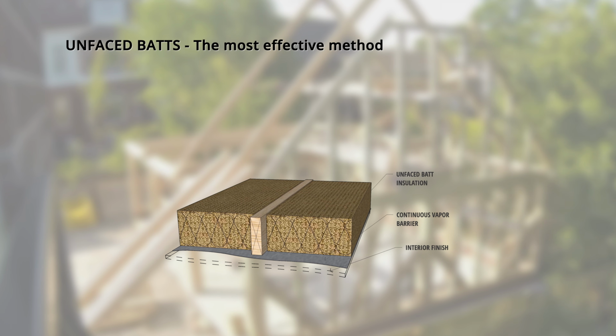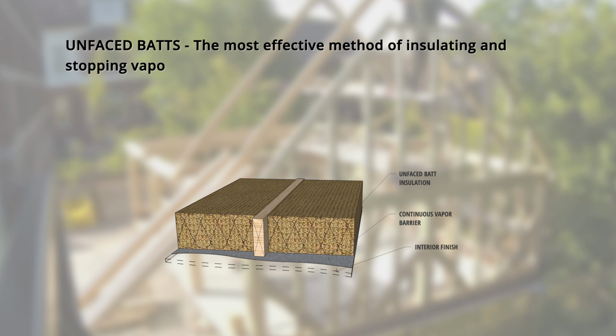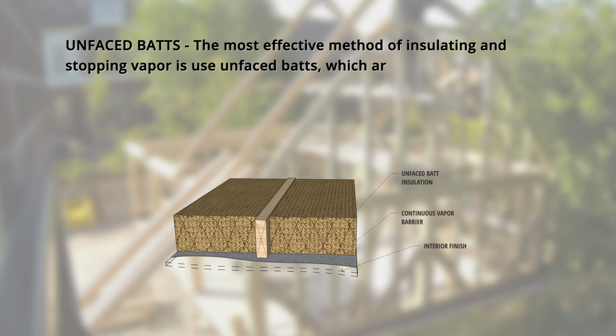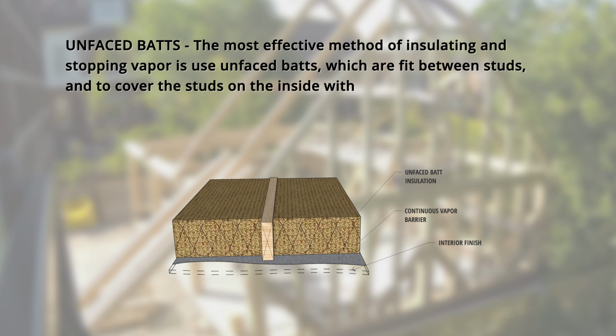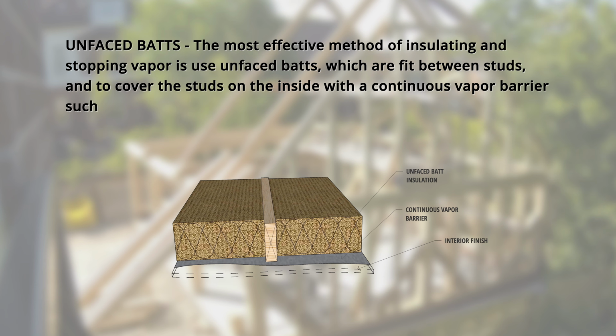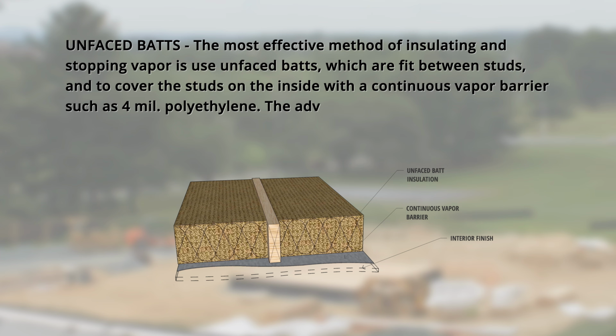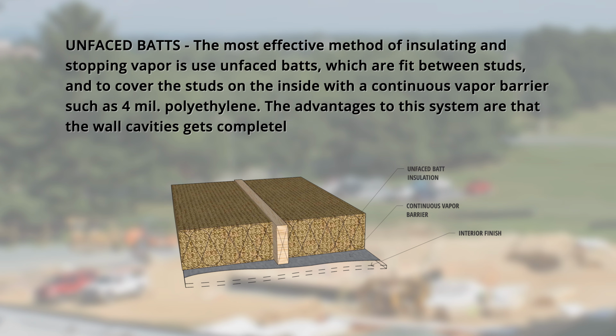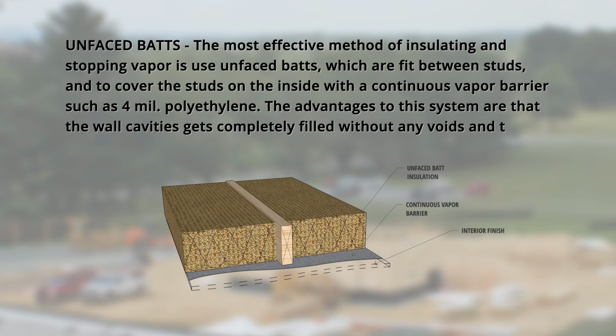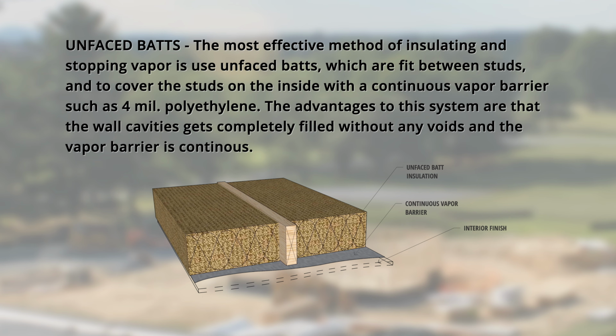Insulation. Unfaced batts. The most effective method of insulation in stopping vapor is using unfaced batts, which are fit between the studs, and to cover the studs on the inside with a continuous vapor barrier, such as 4mm polyethylene. The advantages to this system are the wall cavities get completely filled without any voids and the vapor barrier is continuous. Take a look at this illustration.